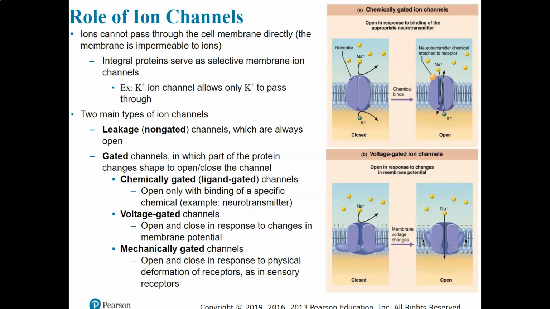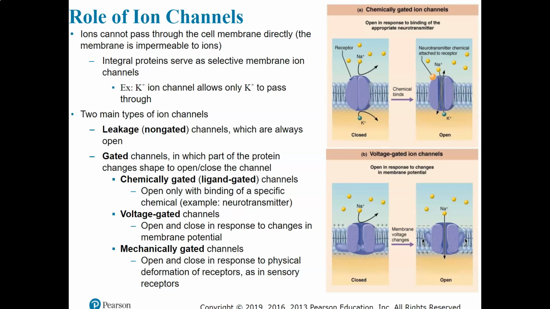Gated channels are channels that can open or close, and they can do so in a number of different ways. For example, we can have chemically gated ion channels. A chemically gated ion channel opens when a specific chemical attaches. In our case, these chemicals are going to be neurotransmitters.